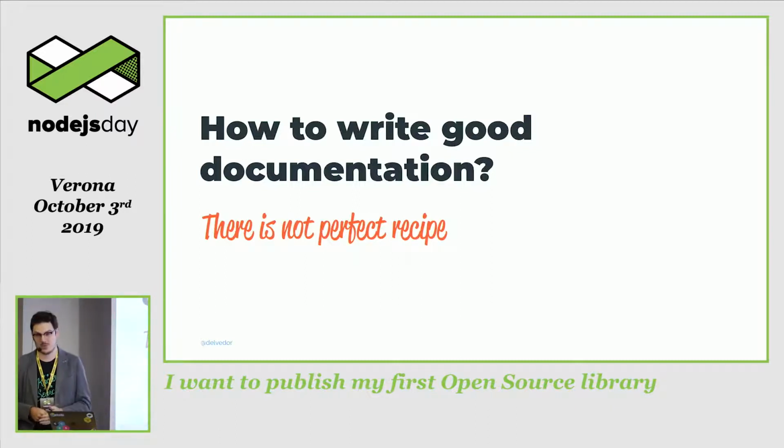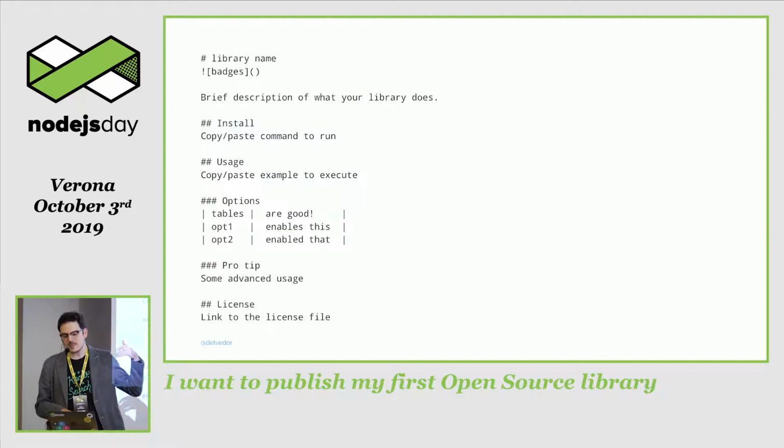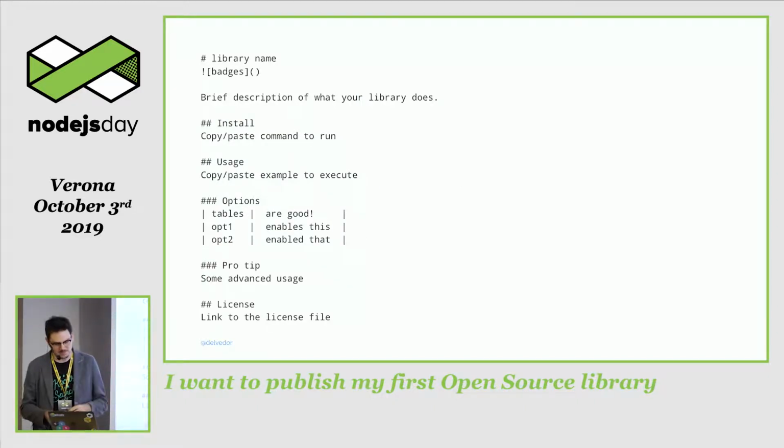And again, it's not a perfect recipe. It really depends on your project. If it's a small library, a big project, a cross project, it really depends a lot on what you are doing. So this is the bare minimum template I use every time I have to create a new library. And it's quite easy how it works. I have the library name, I have a few super fancy badges, I have a brief description of the library. Always add a brief description, it's the first thing people will read.